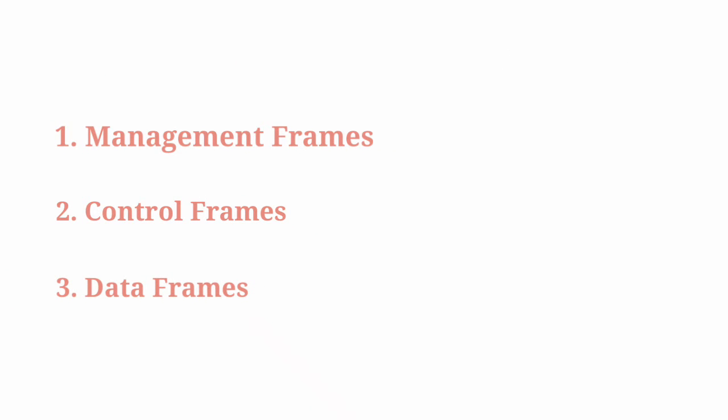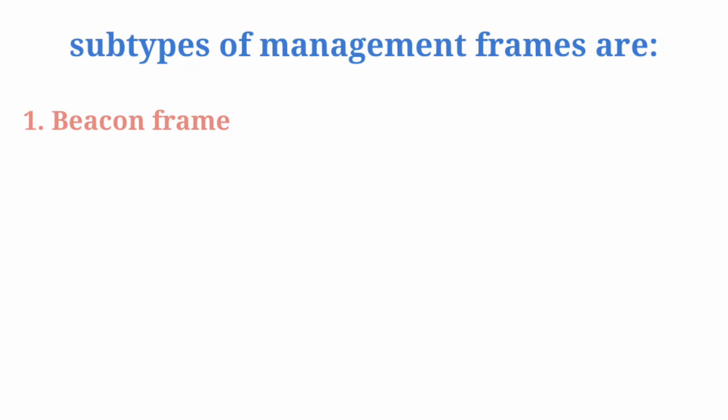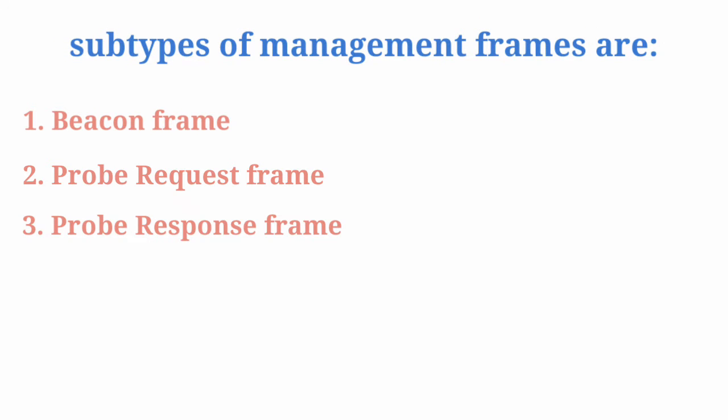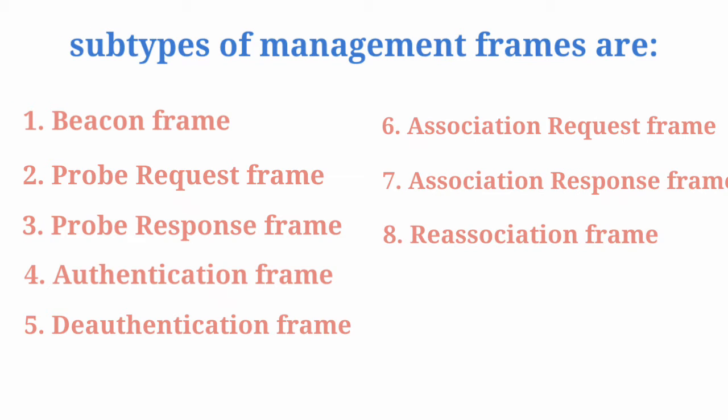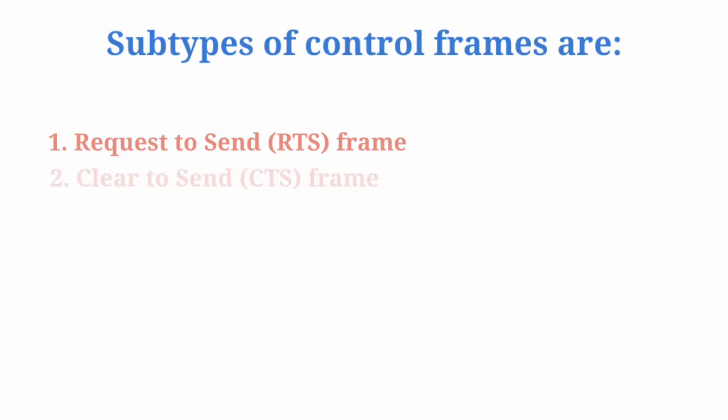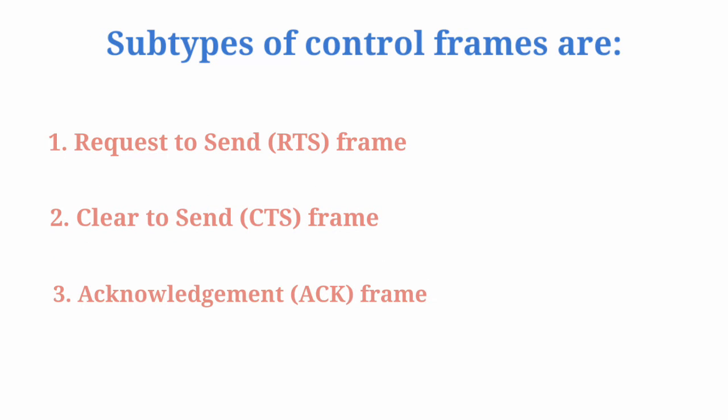Subtypes of management frames are beacon frame, probe request frame, probe response frame, authentication frame, deauthentication frame, association request frame, association response frame, reassociation frame and disassociation frame. The main subtypes of control frames are request to send frame, clear to send frame, and acknowledgement frame. Finally, the last category of wireless frames is data frames.